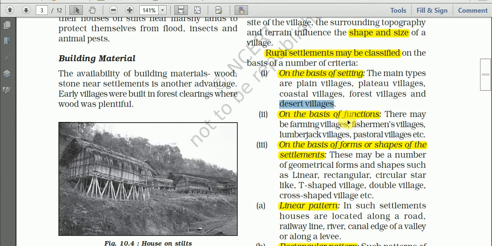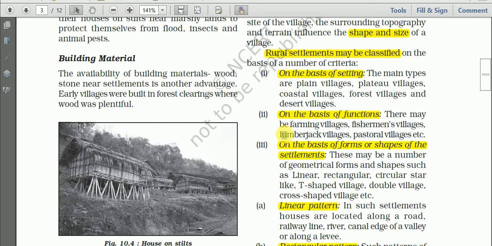Next, we have on the basis of function. On the basis of functions, there may be farming villages, that means villages engaging in farming activity. On the basis of function here means on the basis of the type of occupation. So we have farming village, then fisherman's village, where the main occupation is fishing. Then lumberjack village, then pastoral villages, etc.